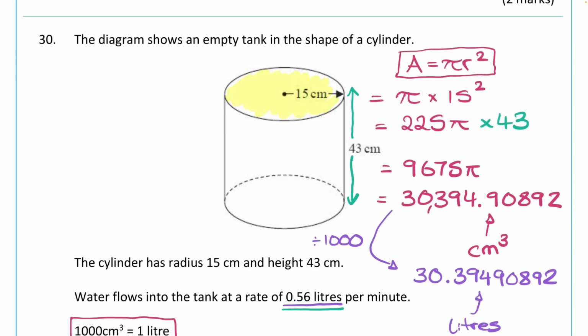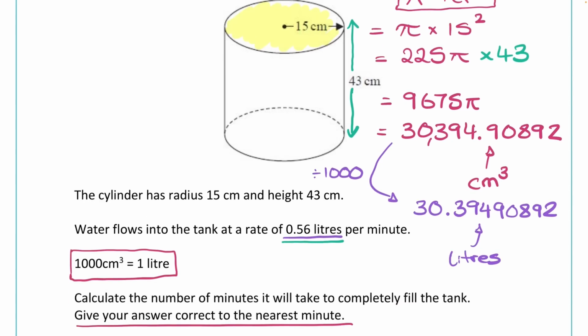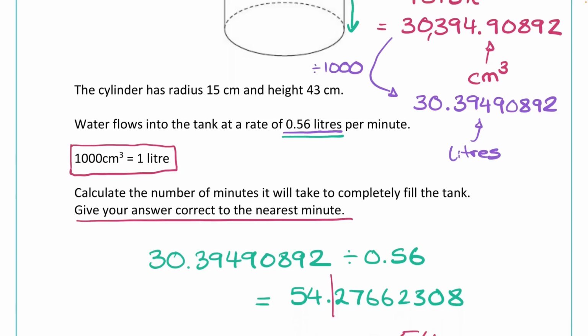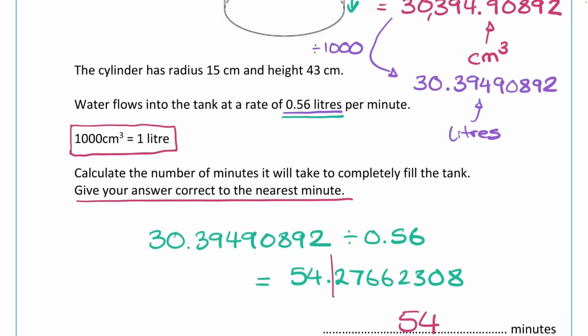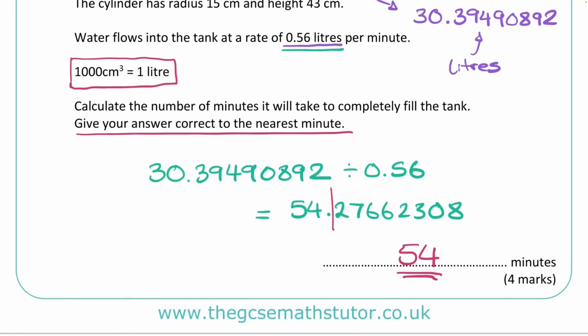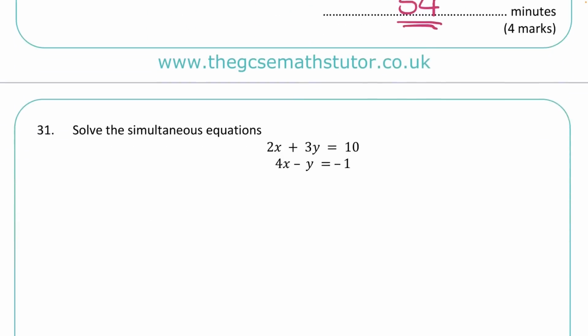We've done the area of a circle, which was 225 pi, times it by 43 as that was the height. We got the volume in centimetre cubed, divided it by 1000, which turned it into litres, and then it told us that 0.56 litres per minute was the fill rate, so divided by 0.56, and that was 54 minutes in total, correct to the nearest minute. And there we go, there was the volume of a cylinder.